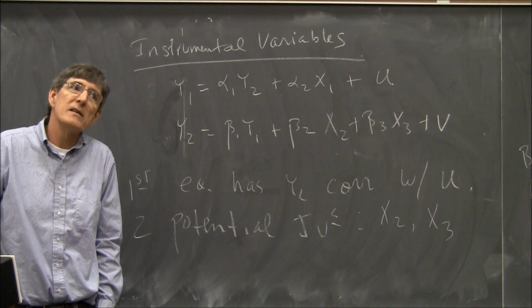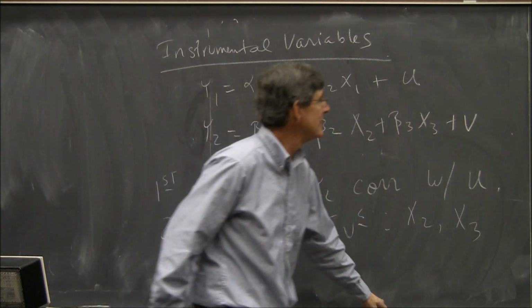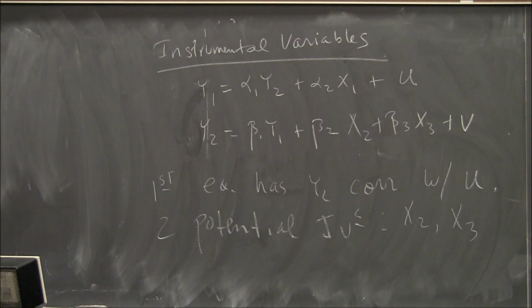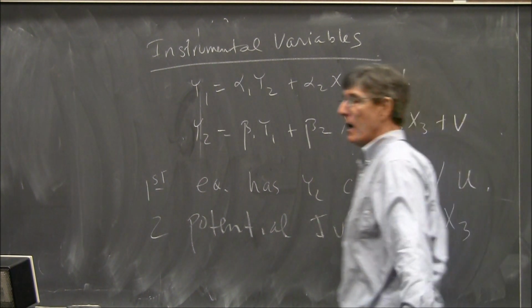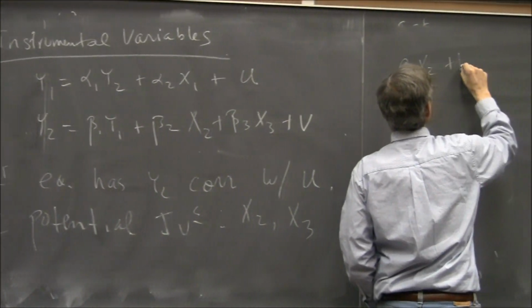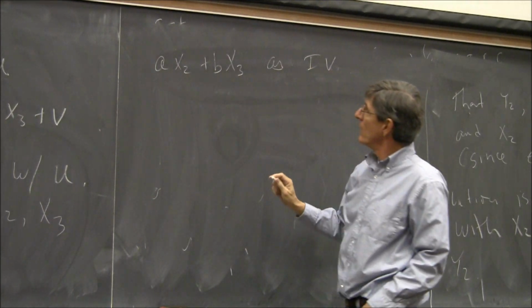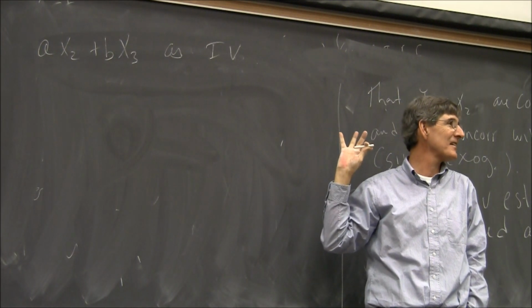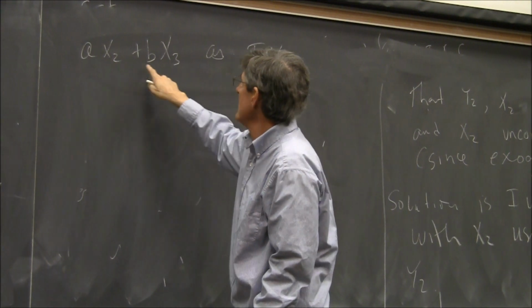Turns out what you use is a linear combination of the two, and we'll talk about how to get that soon. What you would use for an instrument in this case is some linear combination of x2 and x3. So you would use ax2 plus bx3 as the instrumental variable. But how do you choose A and B? And we'll talk about that next. So the best instrument here is some linear combination with A and B chosen in a particular way.